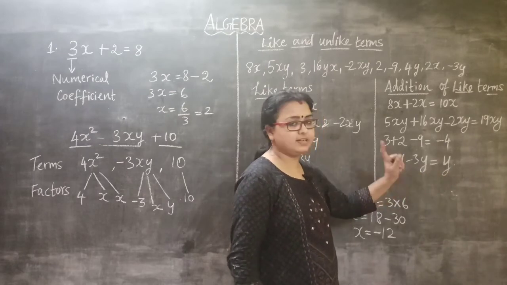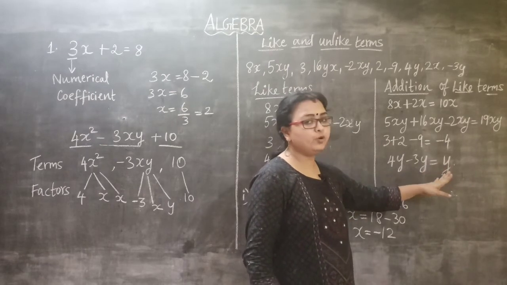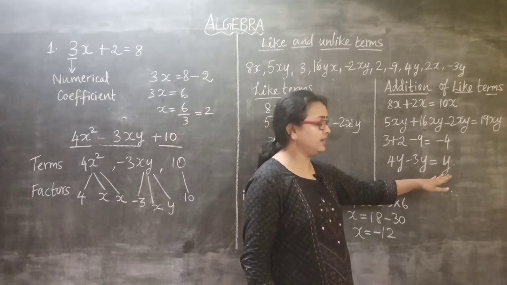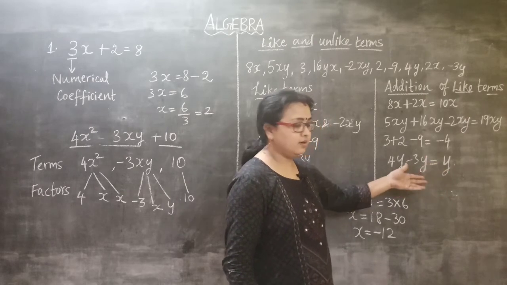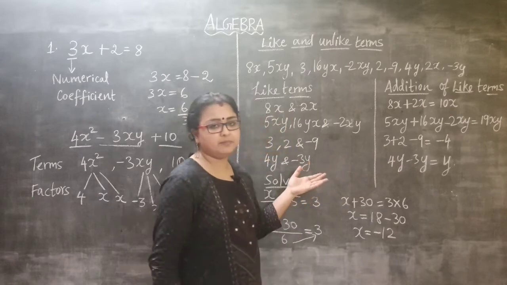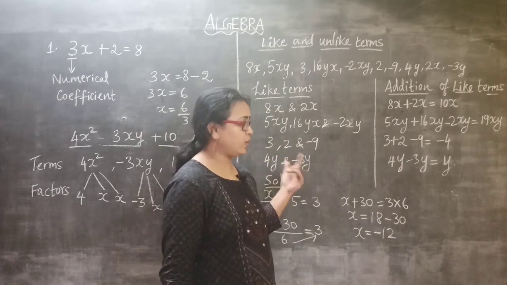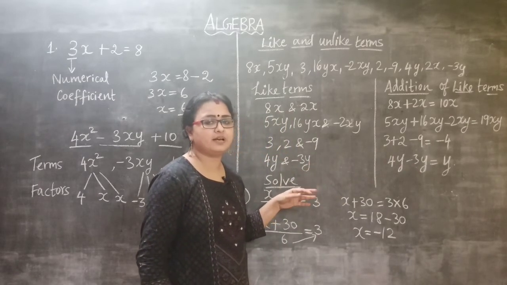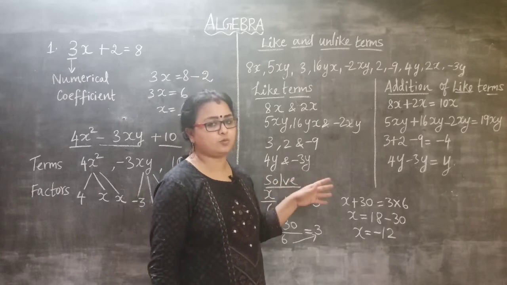4 minus 3 is 1, right? So 1y you don't have to specify. It can just be written as y. In no books will it be written as 1y. It should always be mentioned as y. It is understood that it is 1y, right?